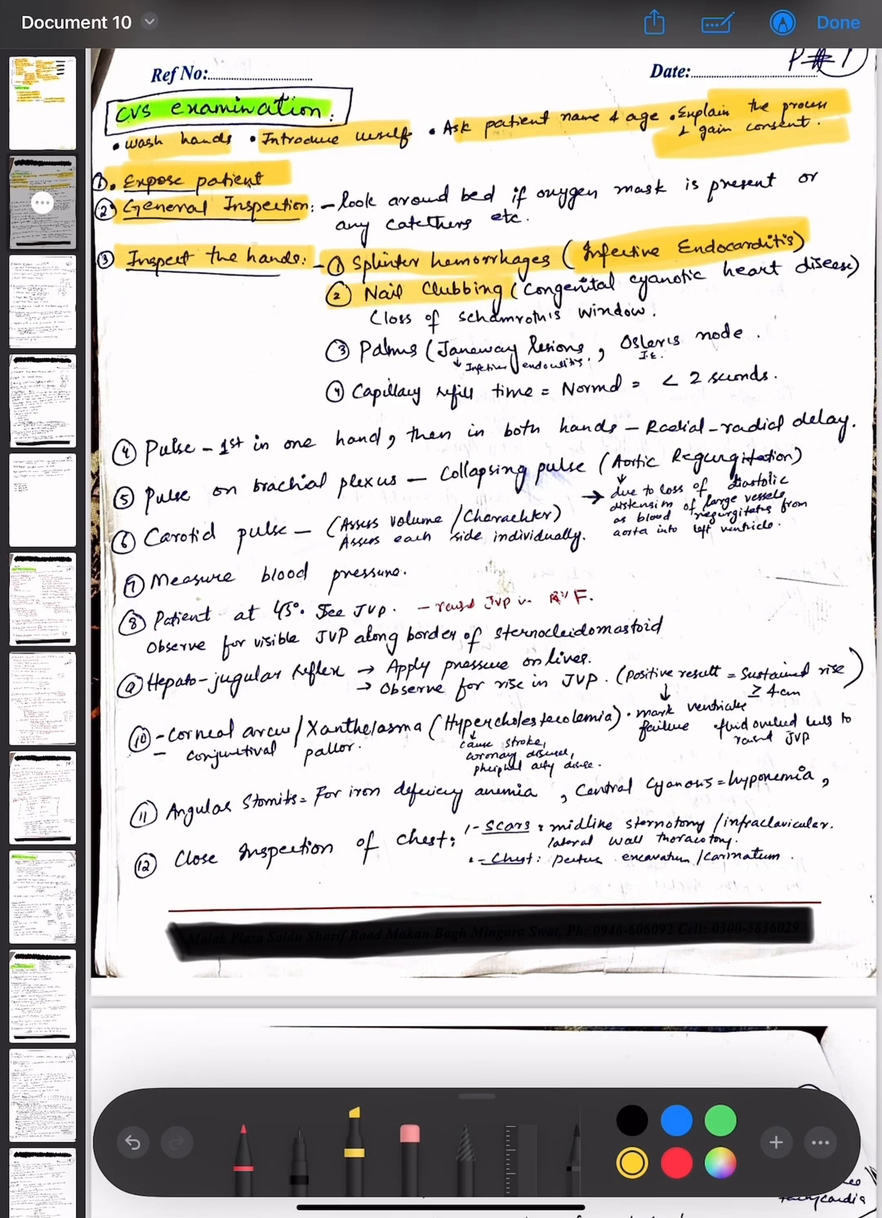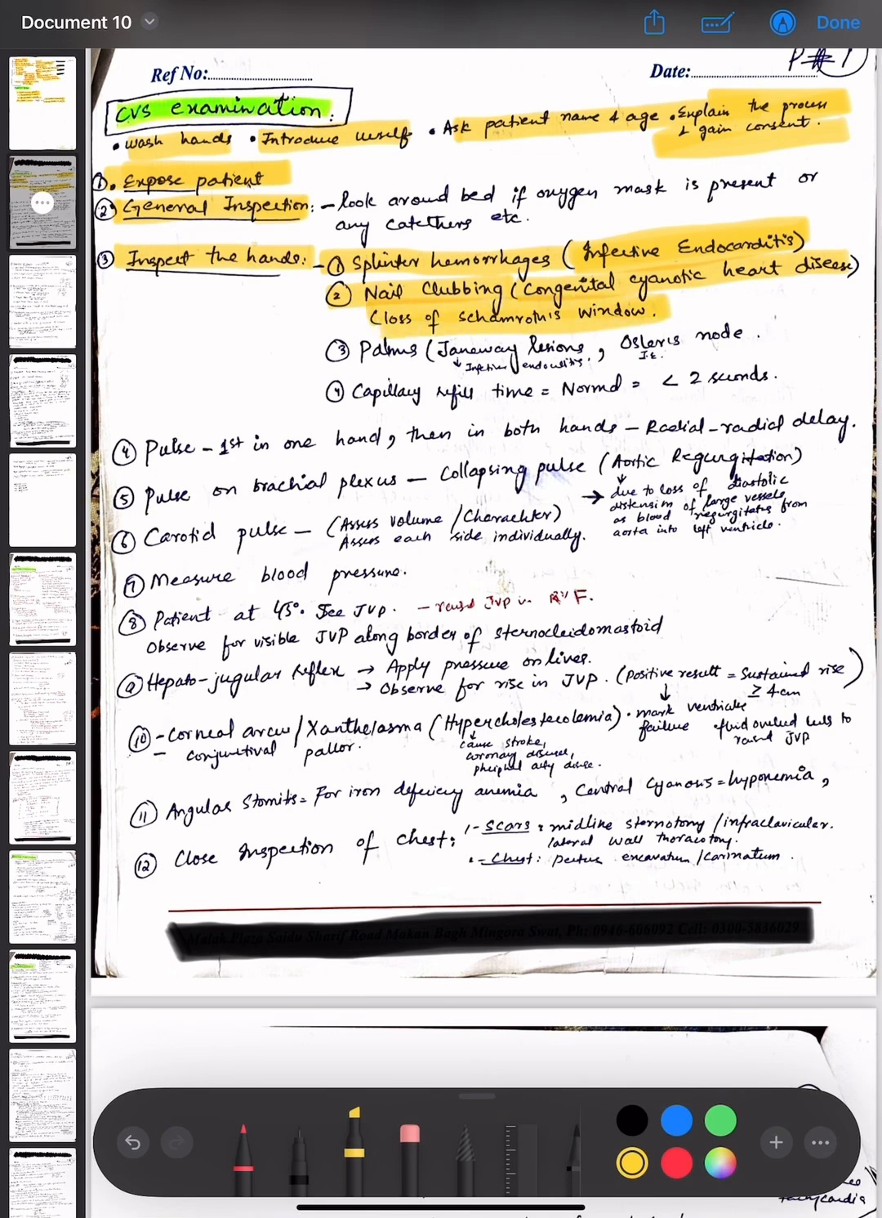Okay, look for the nail clubbing. Nail clubbing is present in congenital cyanotic heart diseases. Then if there is the loss of Schamroth's window in the nails, it shows us that there is congenital cyanotic heart disease in the patient.